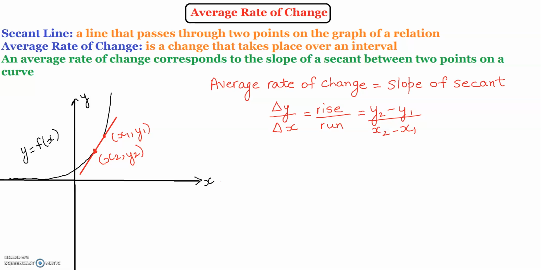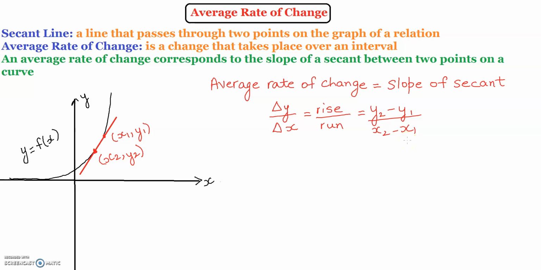As you can see, there is a curve on the graph, and there is a line, and I have 2 points over here, which are x1 and y1, the first point, and x2 and y2. Therefore, the average rate of change is equal to the slope of the secant, which is rise over run, delta y over delta x, or y2 minus y1 over x2 minus x1.